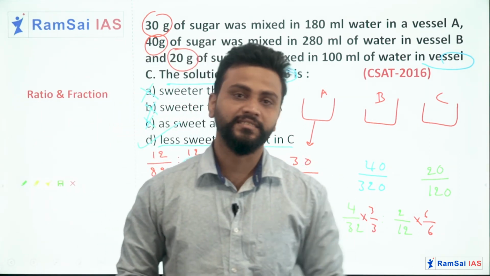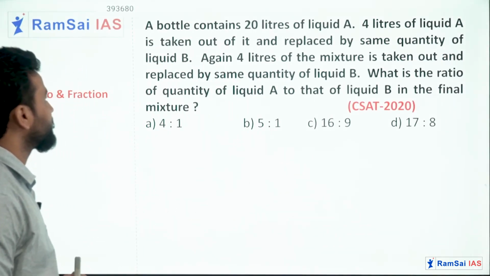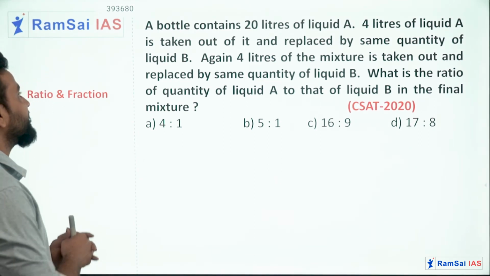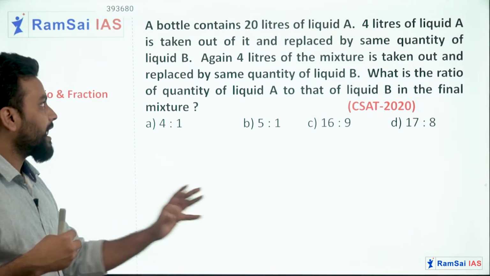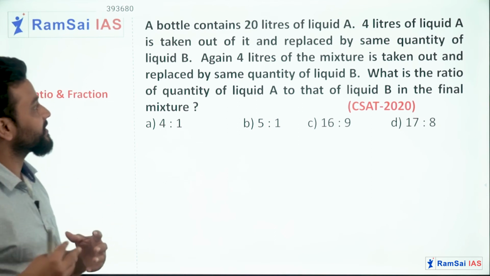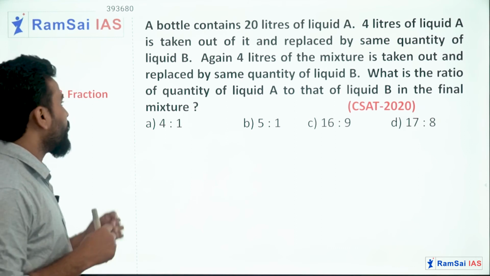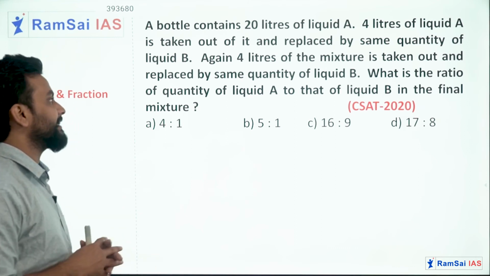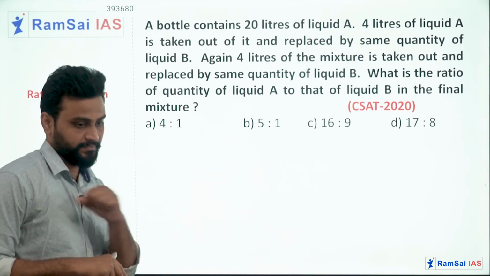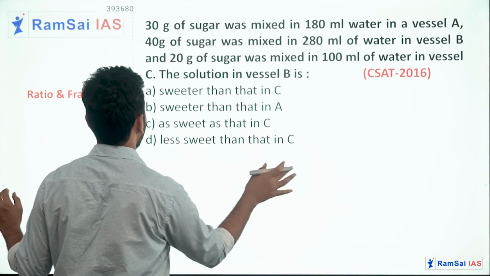The next and the last question in this video, just read it once. A bottle contains 20 liters of liquid A. 4 liters of liquid A is taken out and replaced by the same quantity of liquid B. Again 4 liters of the mixture is taken out and replaced by the same quantity of liquid B. What is the ratio of the quantity of liquid A to the quantity of liquid B in the final mixture? This is a bit difficult question and it takes some extra time to solve.